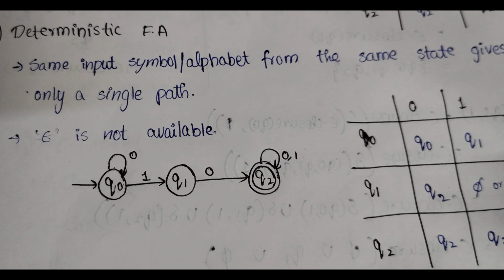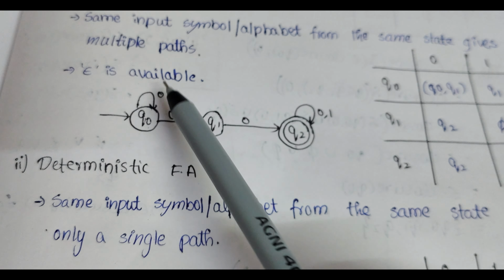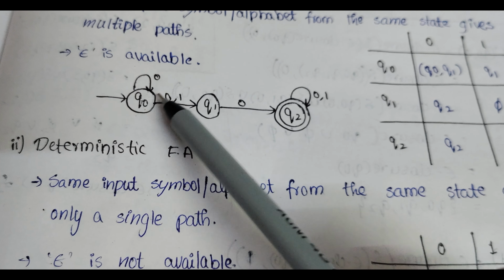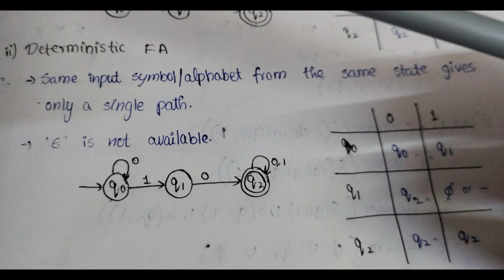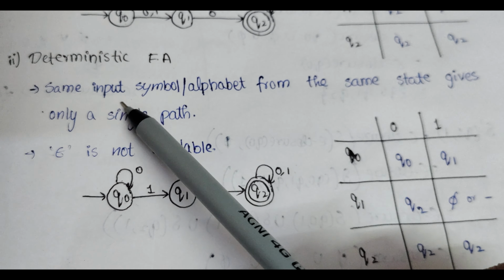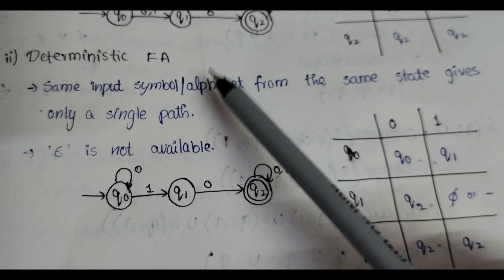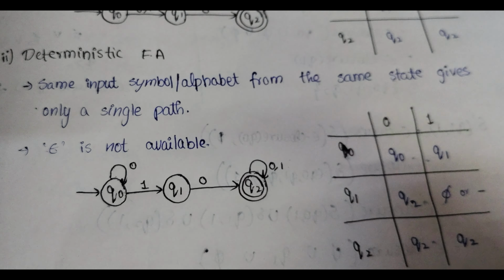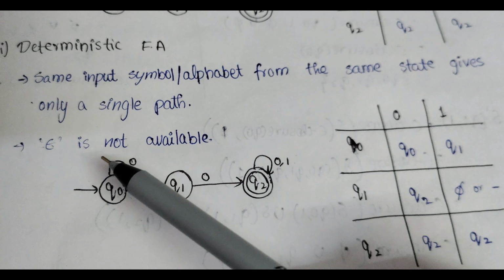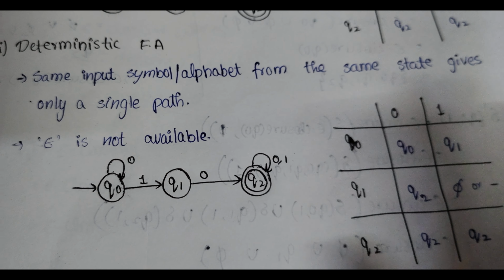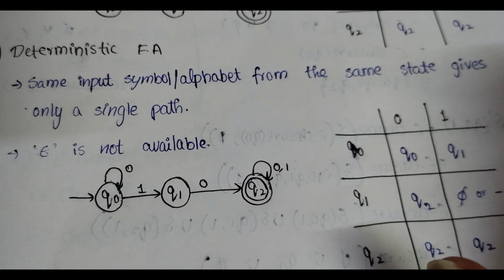Do we see any multiple paths over here? Over here, with the same 0, we had two paths. But in this, we don't see anything like that. So just write the exact opposite. Same input symbol or alphabet from the same state gives only a single path. In this, epsilon is not available. In this, we don't use any epsilon transitions.